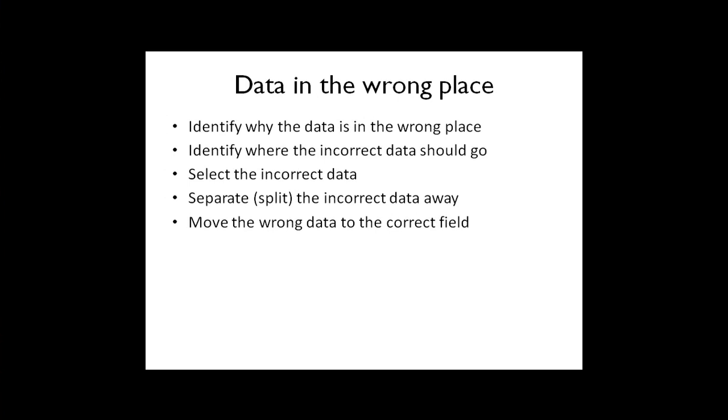In this video we're going to look at data that is in the wrong place. We're going to identify why the data is in the wrong place and what it looks like. And then we're going to identify where the incorrect data should go within the management tree. We're going to select that incorrect data and then separate or split it from where it is at the moment to where it should go to. And so we're going to move the wrong data to the correct fields.